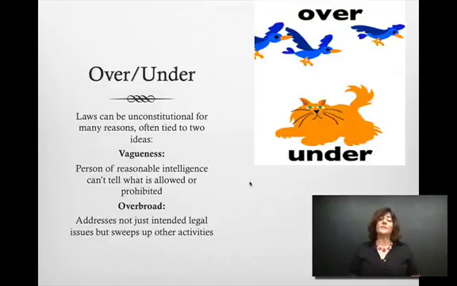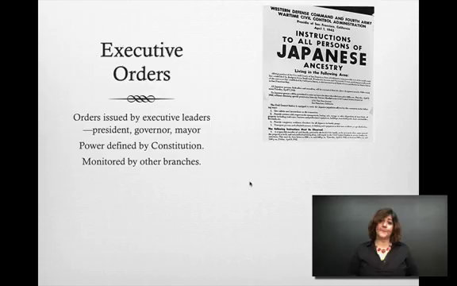Now, laws can be considered to be unconstitutional for a couple main reasons. One, it's vague. So somebody of reasonable intelligence really wouldn't be able to tell what was allowed or prohibited. By the same token, it can be what's called overbroad, which means it is such a blanket approach that it's going above and beyond what we really need to do in order to either provide opportunity or take opportunity away.